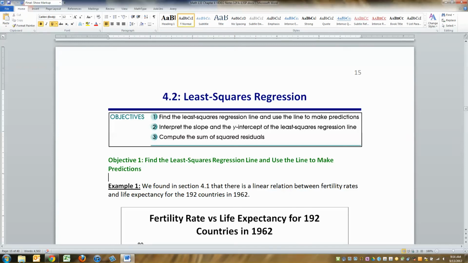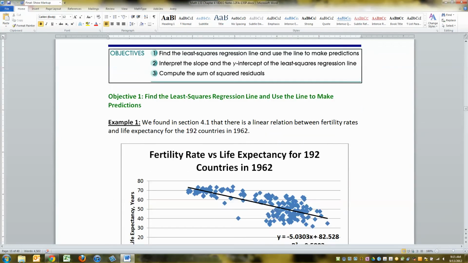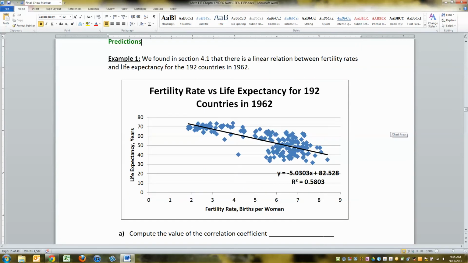Hey there, we're back now for Chapter 4, Section 2, which is going to be the little bit of algebra that we get in our course. It's the least squares regression line. The first thing we're going to talk about is finding the least squares regression line and using it to make predictions. So we have a lovely display here of the same data that we saw before online.